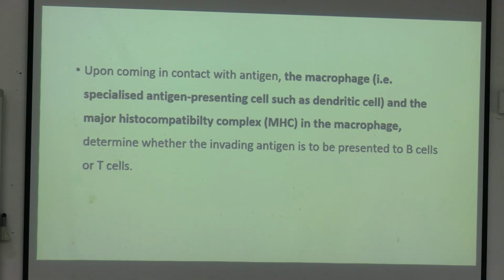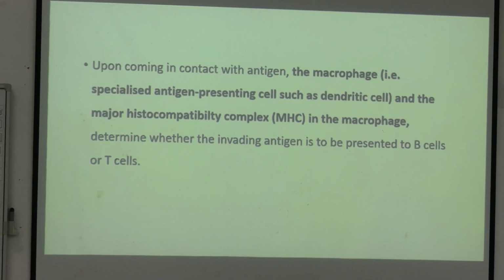Upon coming in contact with antigen, the macrophage, a specialized antigen-presenting cell, APC, such as the dendritic cell, and the MHC, called major histocompatibility complex, in the macrophage determine whether the invading antigen is to be presented to B cell or T cell. After the antigen enters, they decide which cell to take it to, the B cell or the T cell. That is decided by the major histocompatibility complex, MHC. There are two types of MHC, MHC class 1 and MHC class 2.